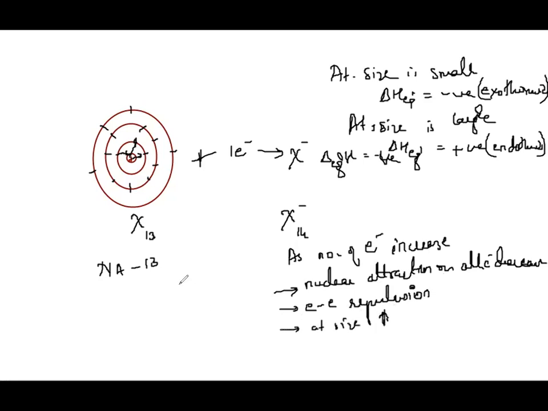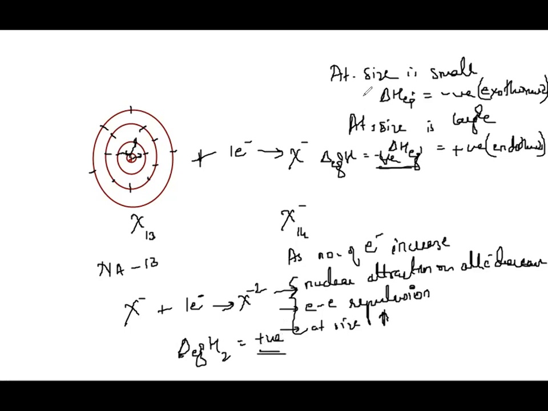Now if I have an X minus ion and I want to make it gain an electron, what happens? Because of all these three criteria, for the next electron which has to be gained, I need to put in energy to make it X 2 minus. Therefore, the second electron gain enthalpy will be positive. The first electron gain enthalpy may be positive, may be negative. It depends upon the atomic size. But the second electron gain enthalpy will always be positive.